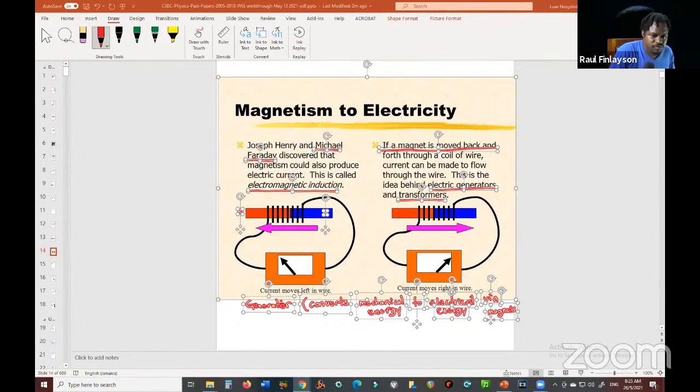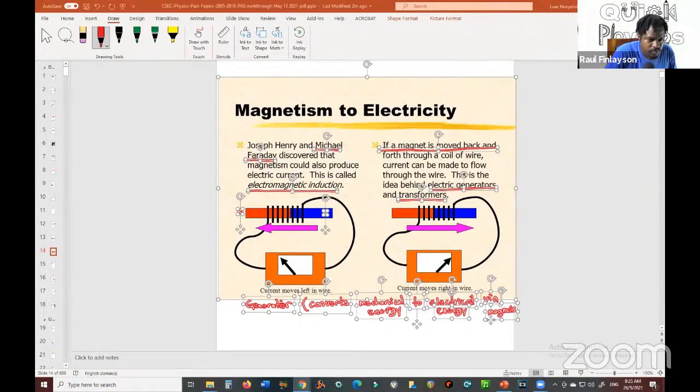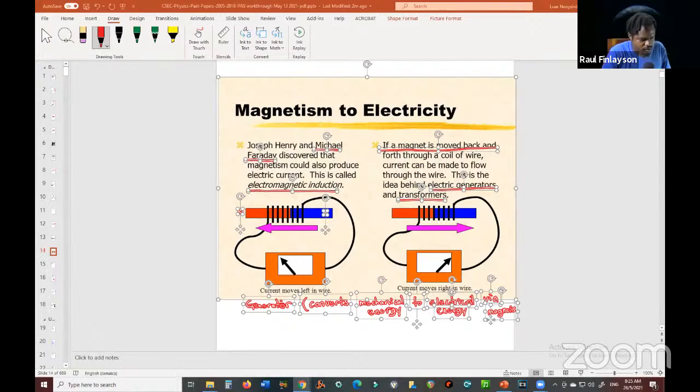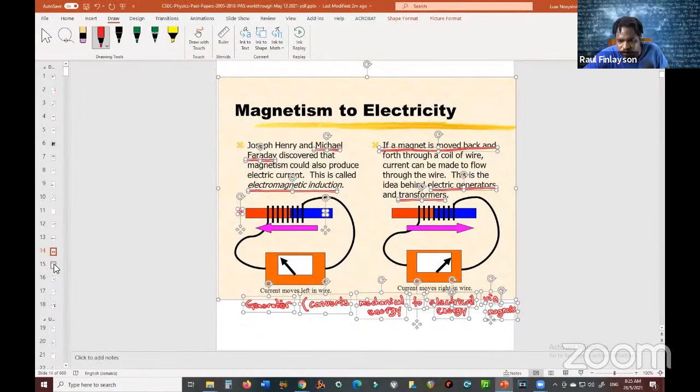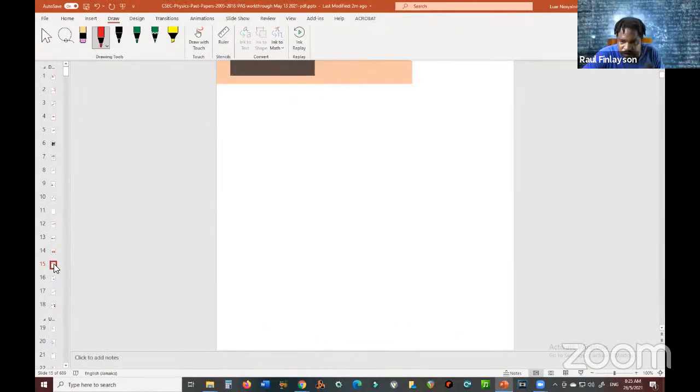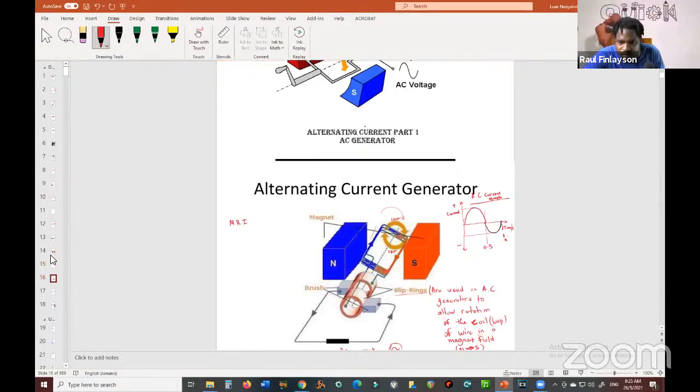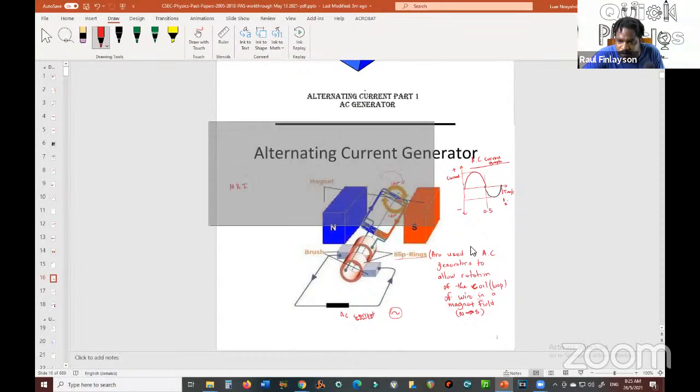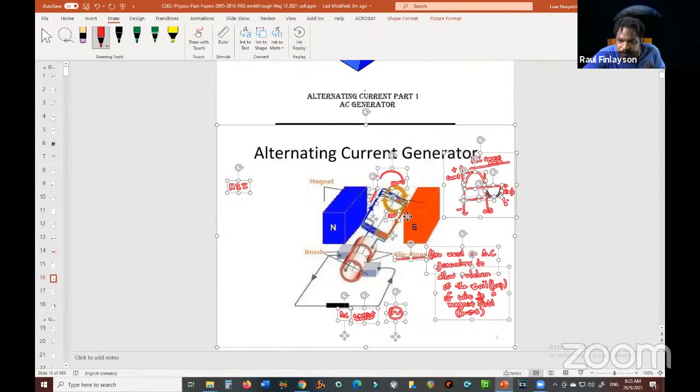All right. Yeah, so this is part one. All right, there it is. That's one. All right, and there's more. Oh yeah, and of course the AC alternating current generator.